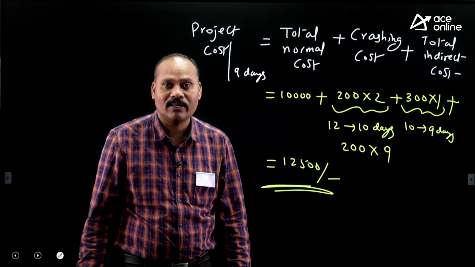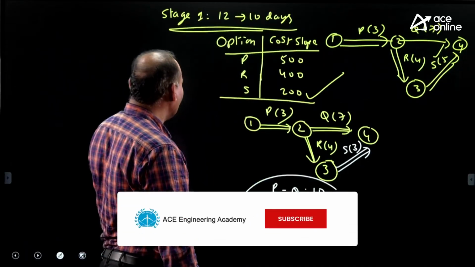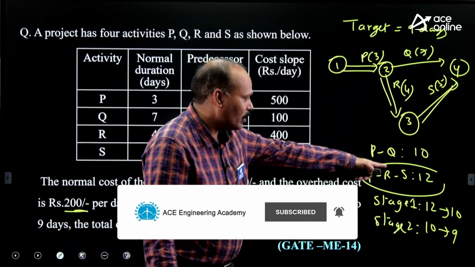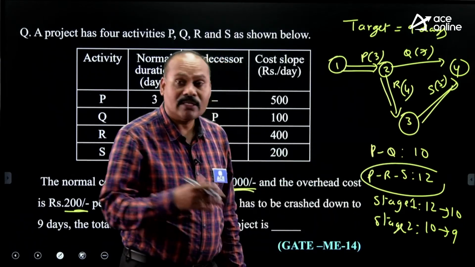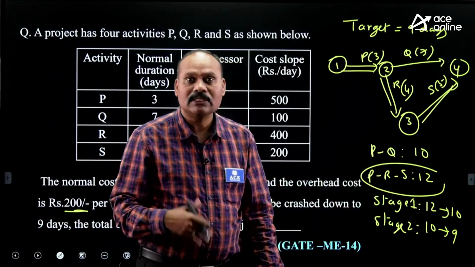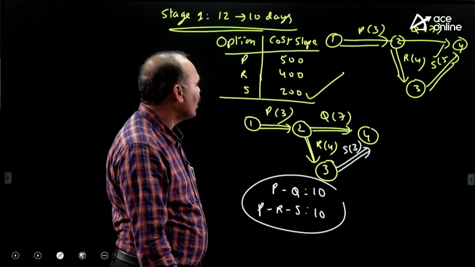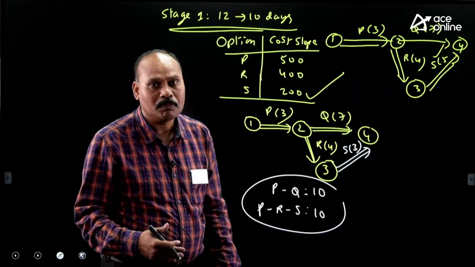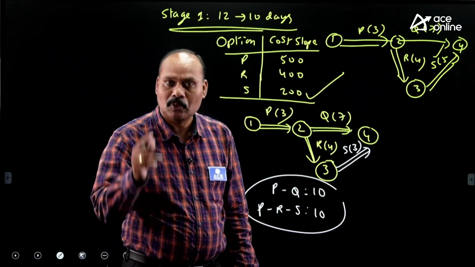So 12,500. Okay, just I repeat what I have done. First, I have taken original diagram, 12 days. The nearest path is 10. Target is 9. So 2 stages I am using. Stage 1, 12 to 10. Stage 2, 10 to 9. Stage 1, I am selecting activity yes because it has minimum cost slope, 200 rupees per day. 2 days I am crashing.